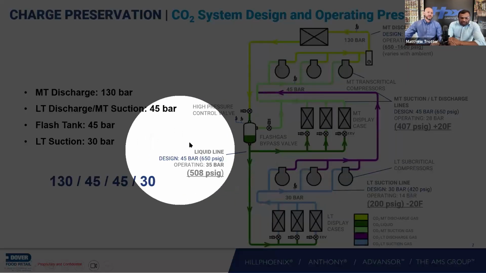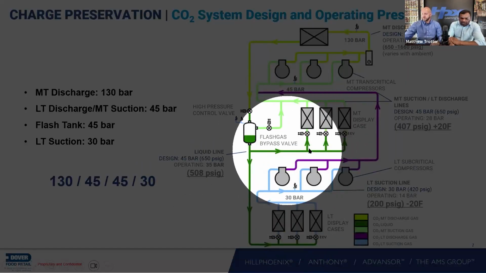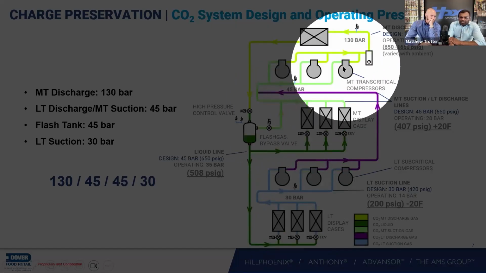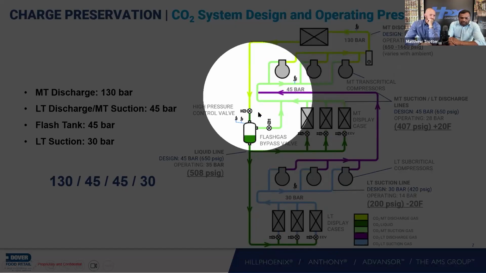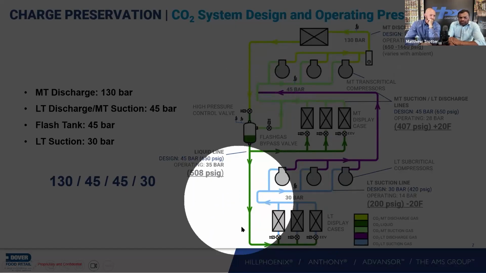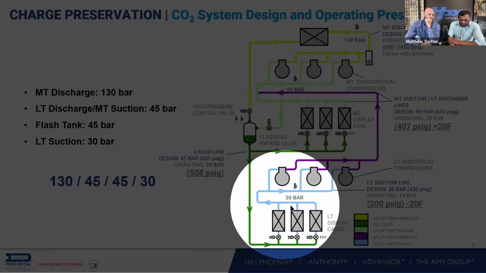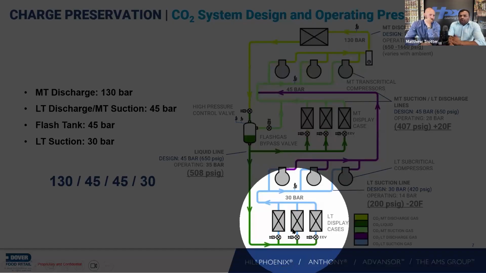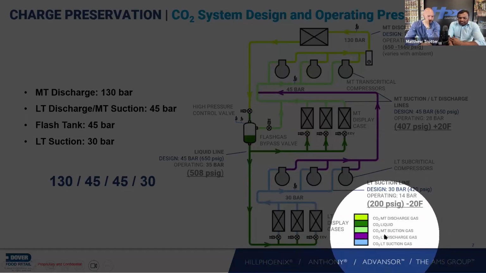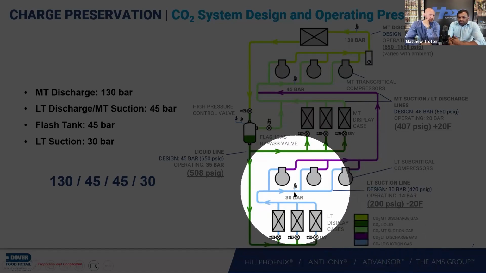So there are 4 different pressures. One is medium temp suction, which is 45 bar, and then it goes here as the medium temp discharge, 130 bar design. And then coming back here, the flash tank pressure is 45 bar design pressure, and the low temp suction is 30 bar design. So there are 4 different design pressures. What it means is you operate your low temperature cases at -20, and typical operating is around 200 psi. And the relief valve is set to 30 bar on the low side.